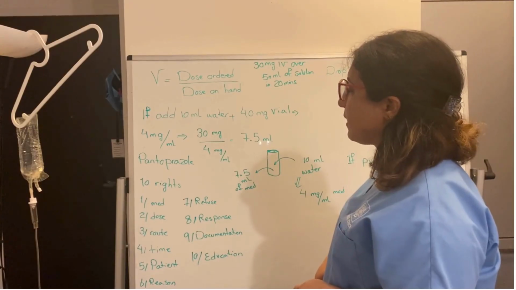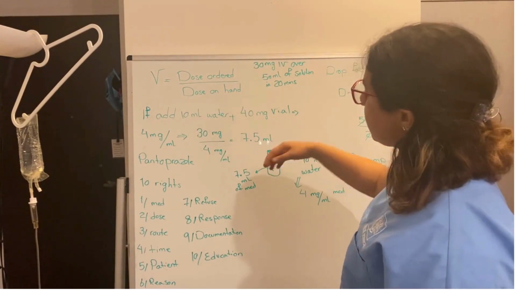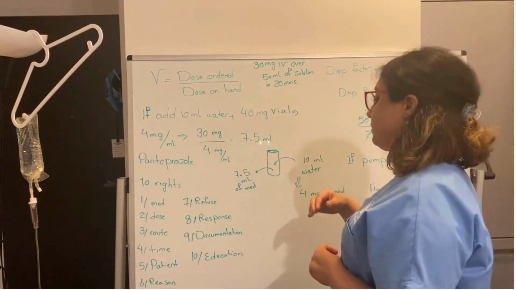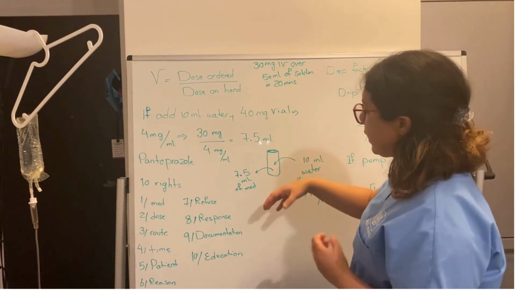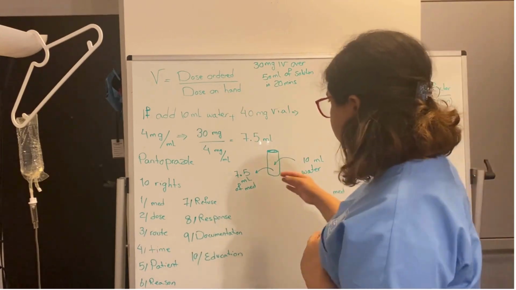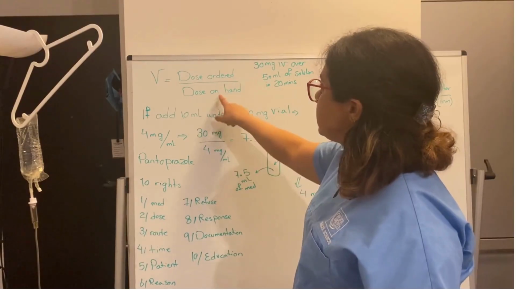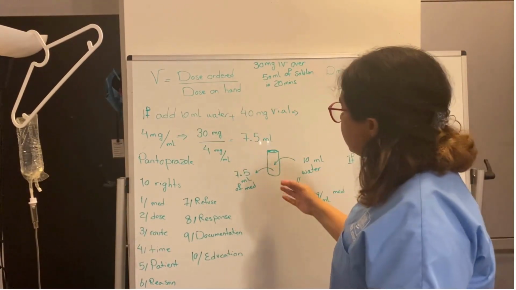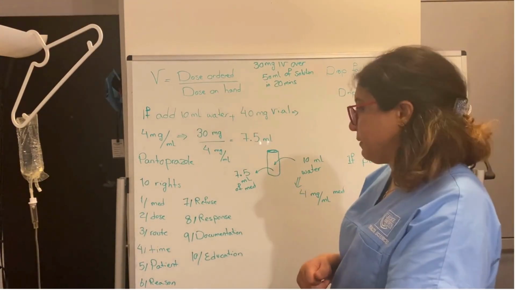First of all, I'm going to write the formula for the volume that I need to remove from the reconstituted med. Reconstituted means the powder to which we added water, and we have a special reconstitution volume. So I'm going to divide 30 milligrams, the dose ordered, by the dose on hand, which is 4 milligrams per ml, and the result is 7.5 milliliters. It means that I have to get 7.5 milliliters of medication and add it to my mini bag.